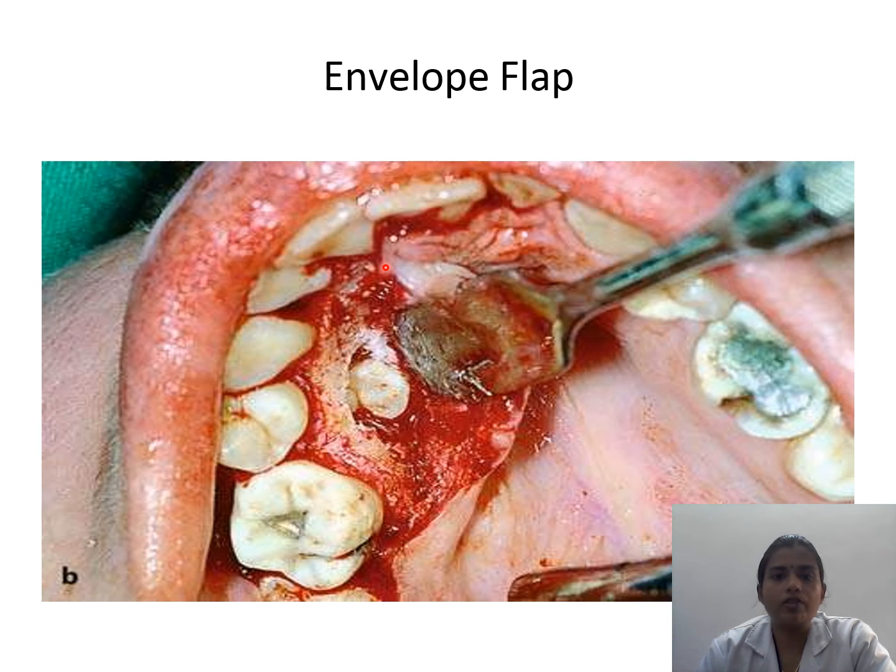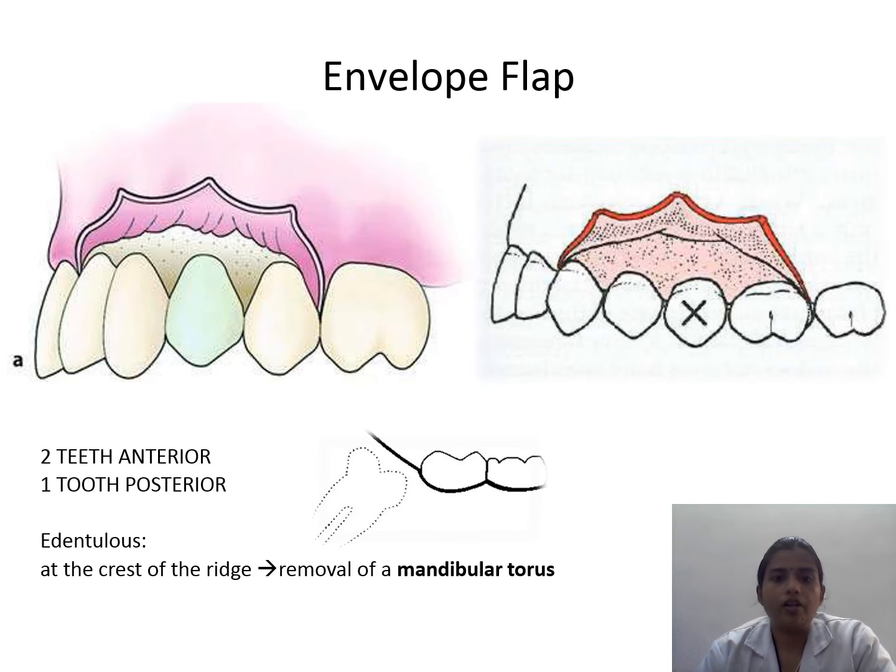This picture depicts the envelope flap. In this picture, we can see the incision is made in the gingival sulcus and it extends along 4 or 5 teeth. The tissue attached to the teeth and the interdental papilla is thus free. In the envelope flap, the incision should be extended 2 teeth anterior and 1 tooth posterior. In case of edentulous ridges, the incision should be made at the crest of the ridge for the removal of mandibular torus.